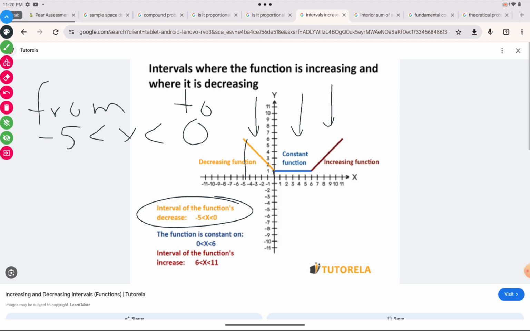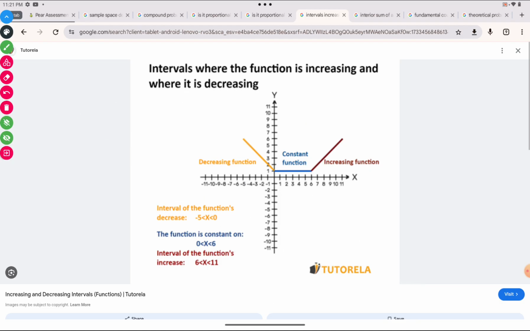So as an example, let's look at increasing. It is increasing from 6 to 11. Okay, so that's why it is 6 less than x less than 11, because this is from and to. Okay, let's move on to the next one.